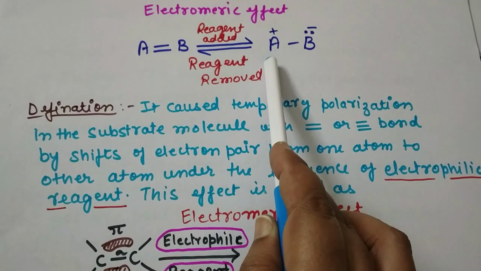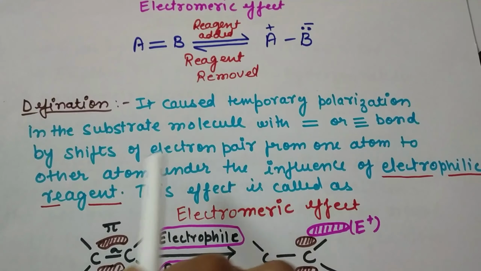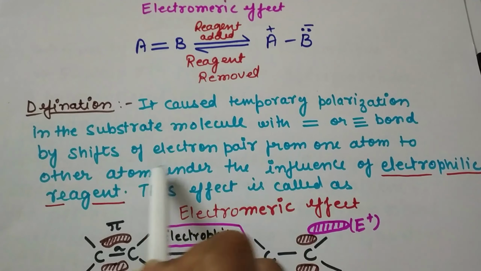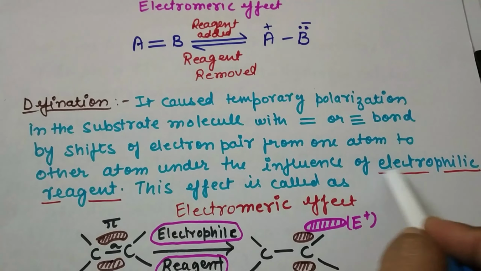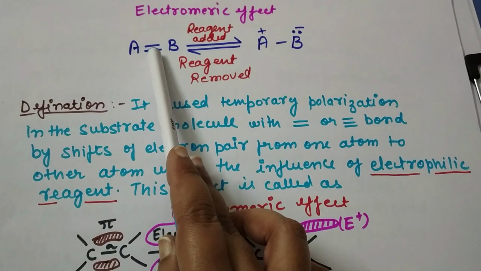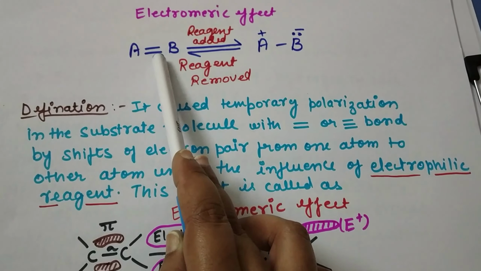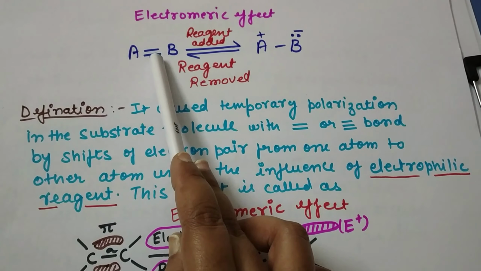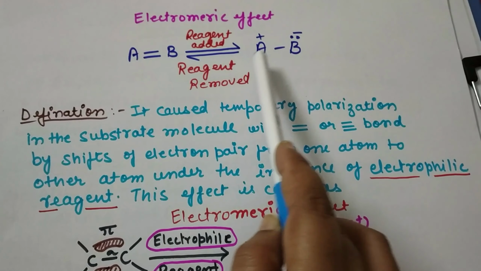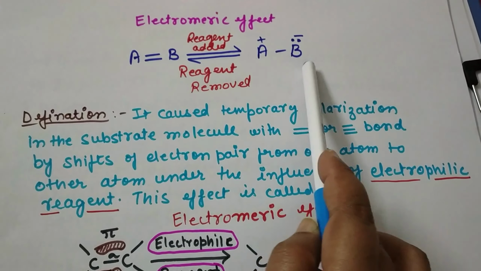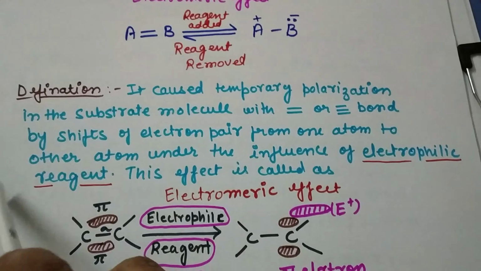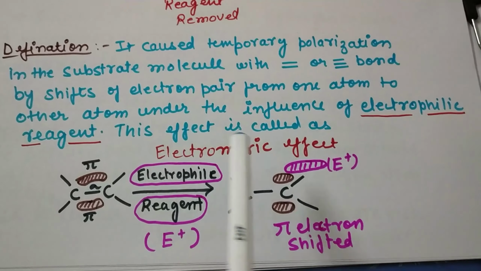Both A and B now have positive and negative charge, and this happened because of the shift of the electron pair from one atom to another under the influence of the electrophilic reagent. So when the reagent is added, one of the bonds present in this double bond will break and the electrons will completely transfer to B. So here A will have a positive charge and B will have a negative charge. So this is all called the electromeric effect. Here you can see the diagram also.